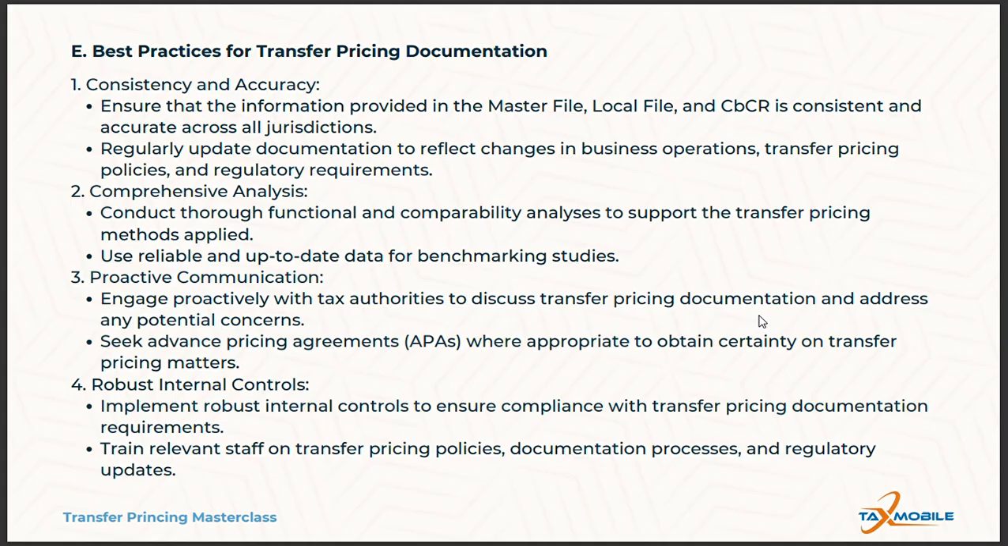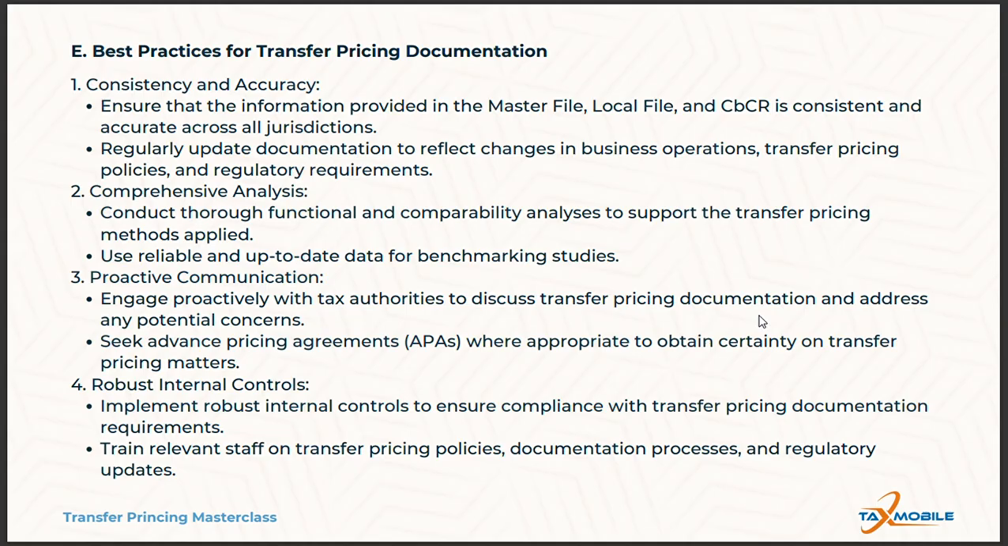TP documentation submission penalty. If a connected person fails to submit transfer pricing documentation within 21 days of a written request from the FIRS, a penalty of 10 million or 1% of the value of control transactions, whichever is higher, applies. Additionally, an extra penalty of 10,000 naira per day is imposed for each day the failure continues. These are very, very stringent penalties.